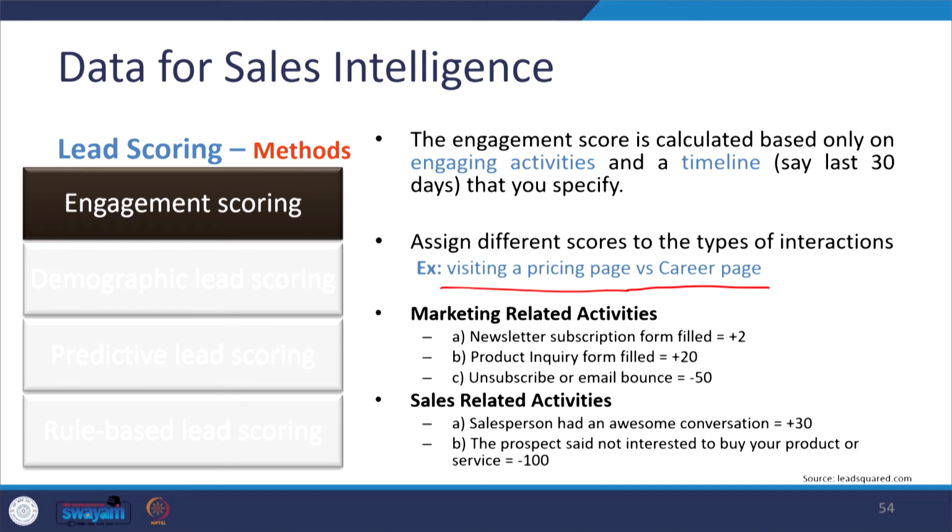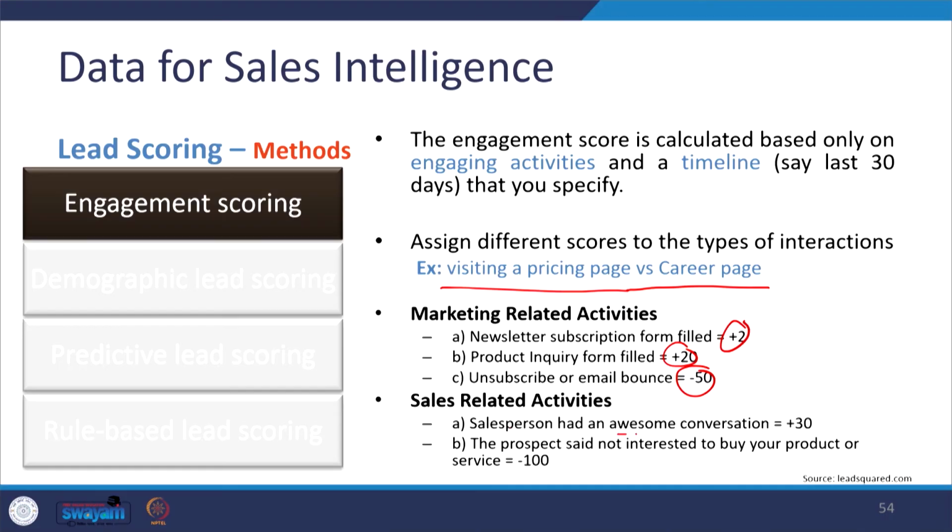For example, if someone downloads or subscribes to your newsletter, you assign +2. Then when a product inquiry form is filled, you give them +20. And then for unsubscribe or email bounces, you get a negative marking like -50. So you assign numerical scores for marketing-related activities. Similarly, you can assign scores for sales-related activities as well.